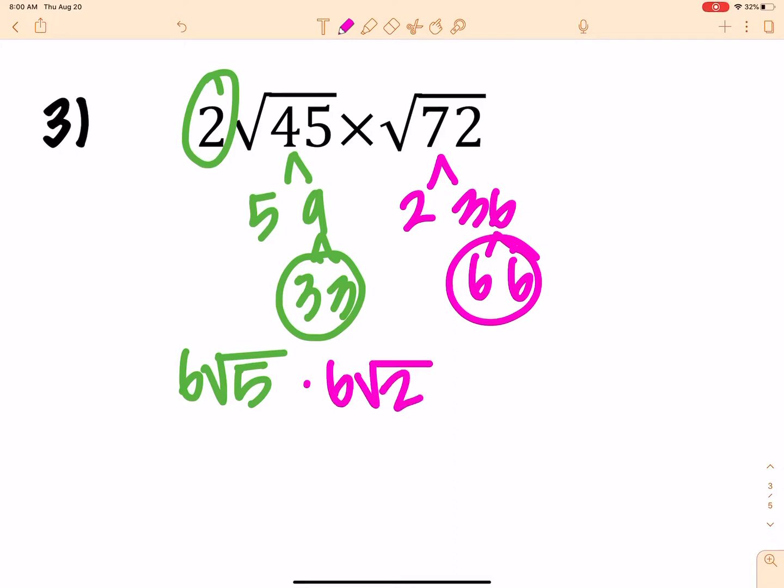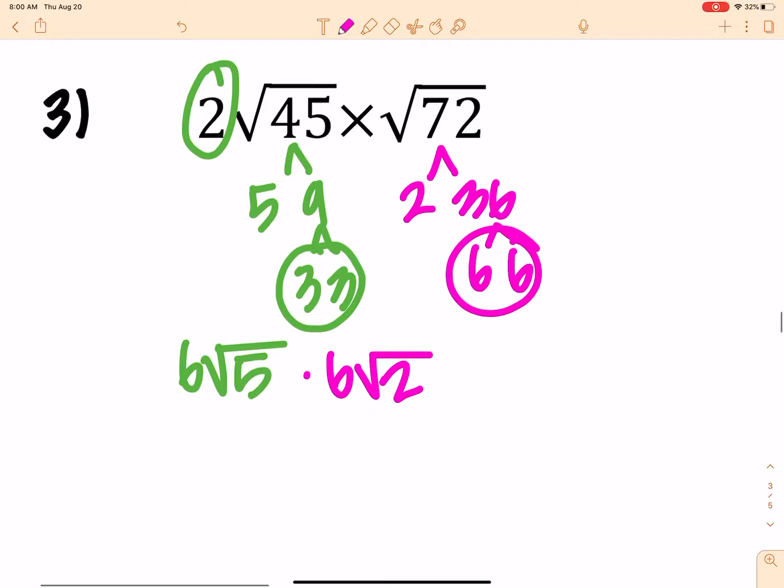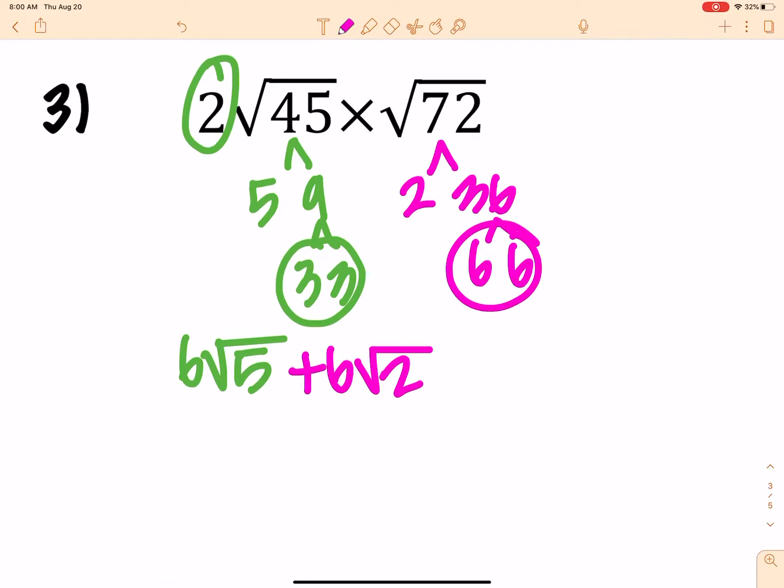So here's a good one. We don't have the same thing underneath the radical. It's okay, we can still move on. Again, if this was a plus sign, that would just be a final answer. We're done here because 5 and 2 are different. But with multiplication, you can move on.